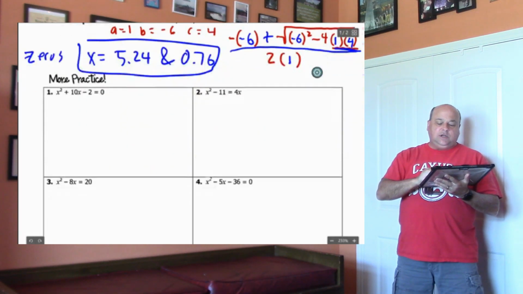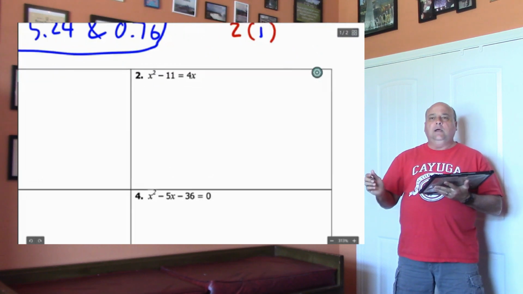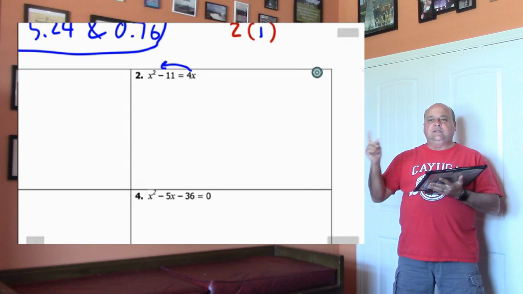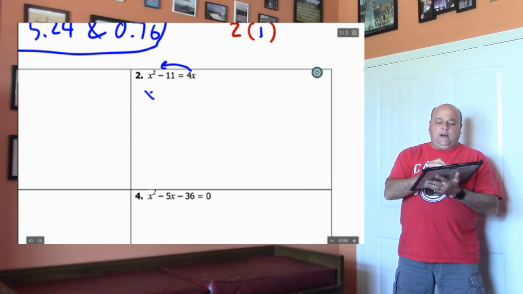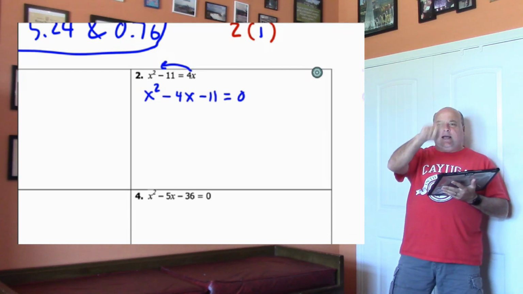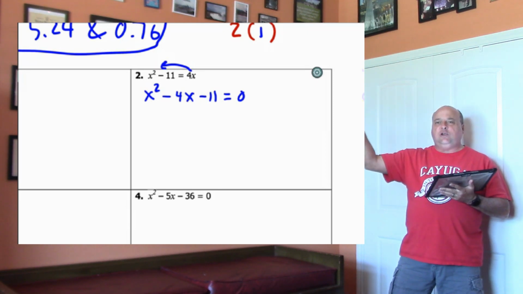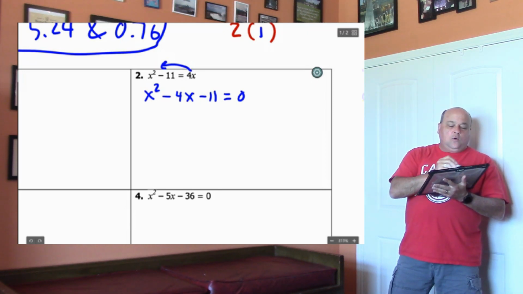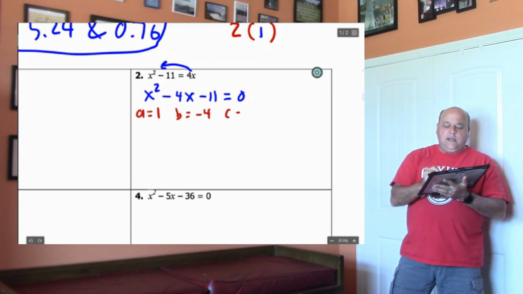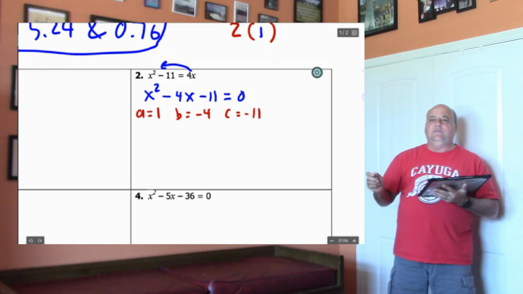Now let's go to number 2, okay? On number 2, we have to put this in the right order. This is the last one I'm going to do with you. So write down x squared minus 4x minus 11 equals 0. The first thing you want to do is get it ax squared plus bx plus c equals 0. Now write down what a is equal to. A is equal to 1, b is equal to negative 4, and c is equal to negative 11.